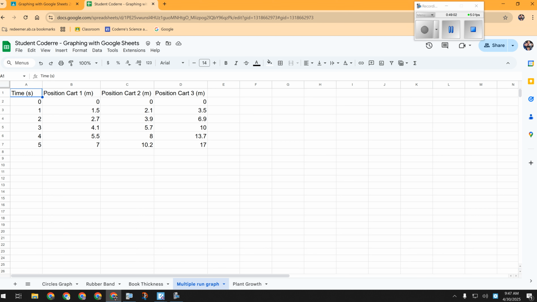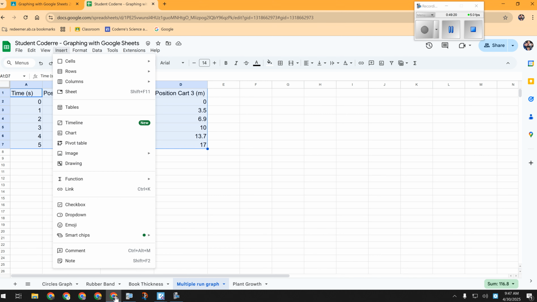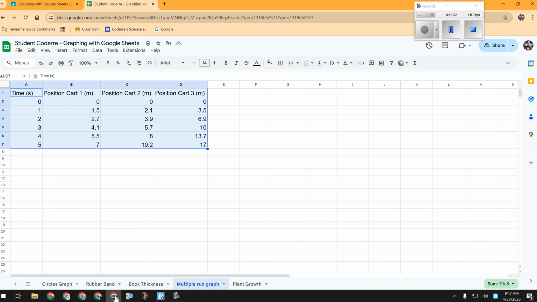Is how I build the graph any different? Nope, it's just going to have 3 different lines on it, that's all. All right, so let's build the graph real quick here. You can do it on your computer at the same time as me. Highlight all the data, insert, chart.